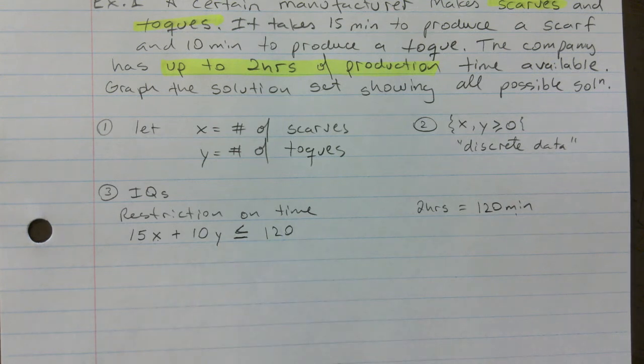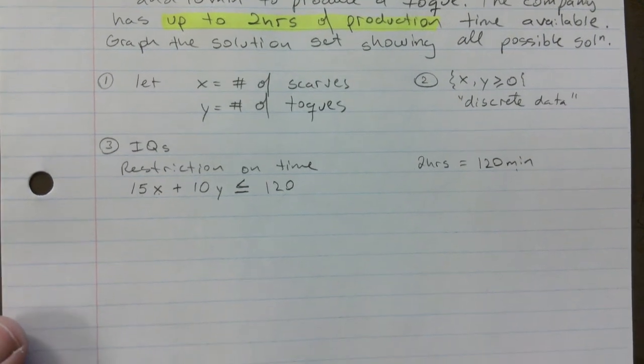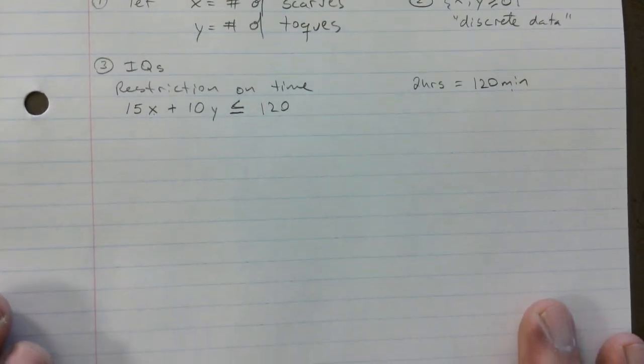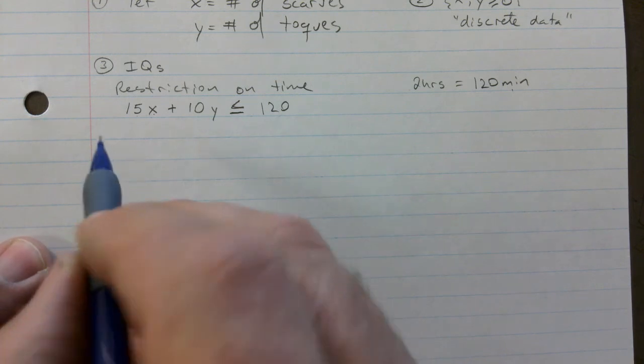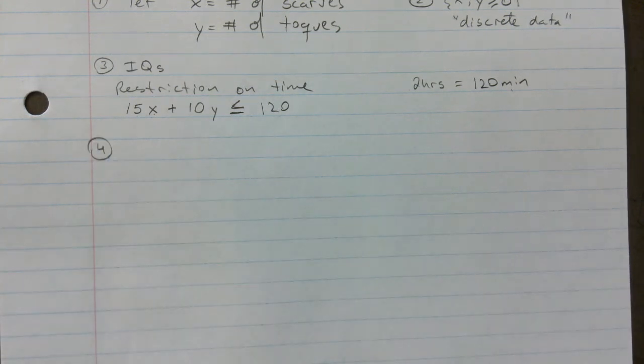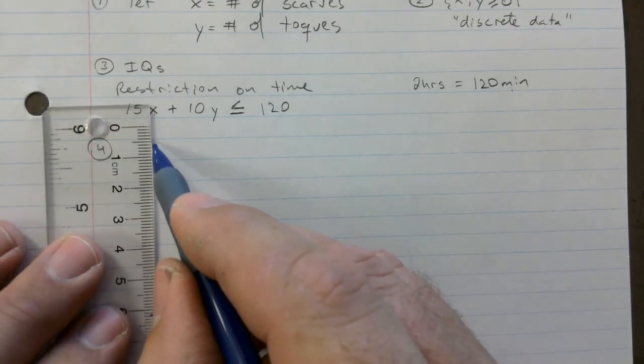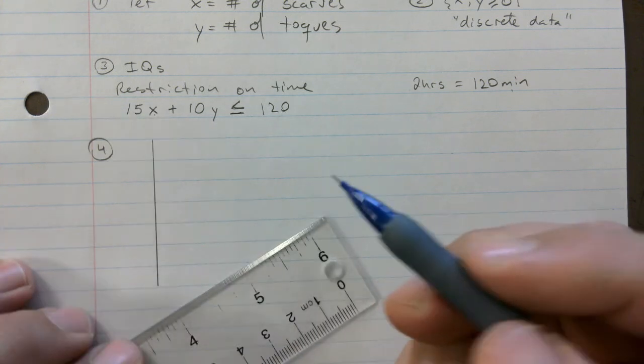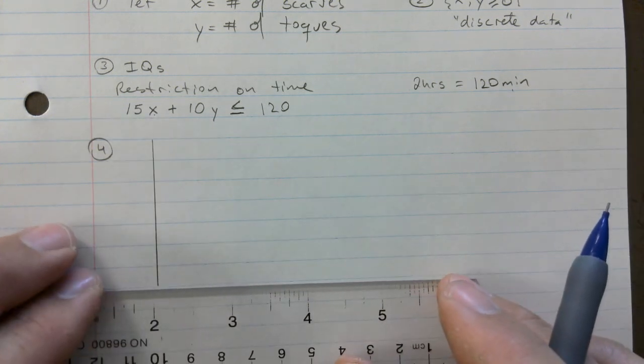Are there any other restrictions right now? They don't tell you how much you're supposed to make combined. They could say, hey, we want you to make at least 50 toques and scarves combined, but they didn't say that. Okay, so let's go ahead and graph this. That's step 4. What quadrant am I in? Quadrant 1.